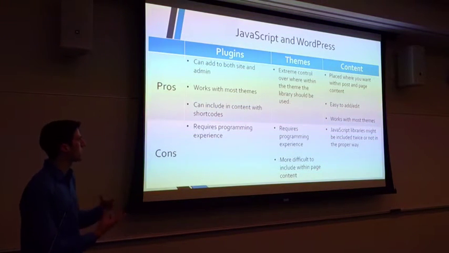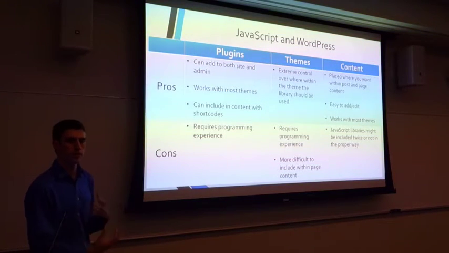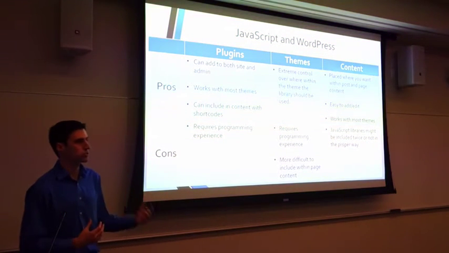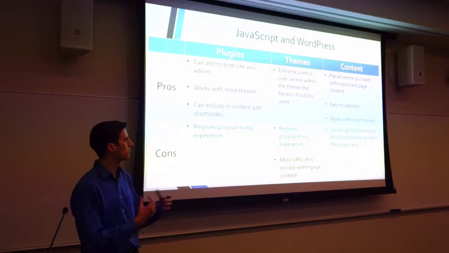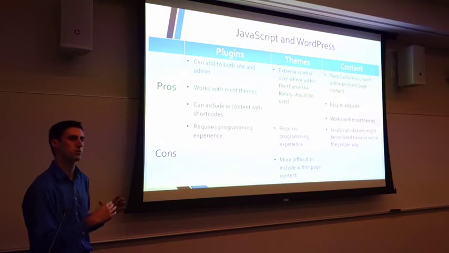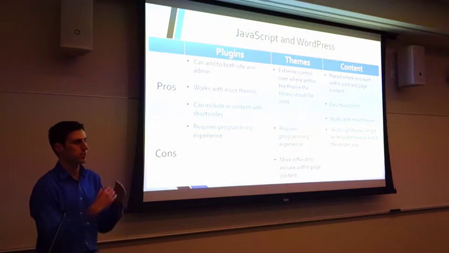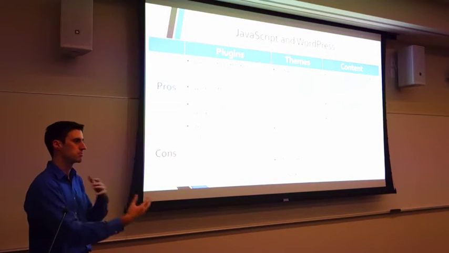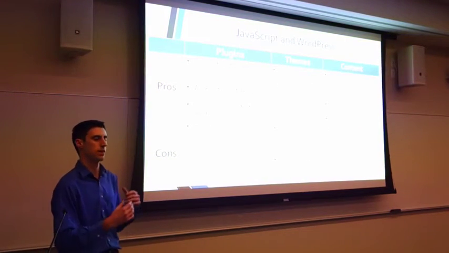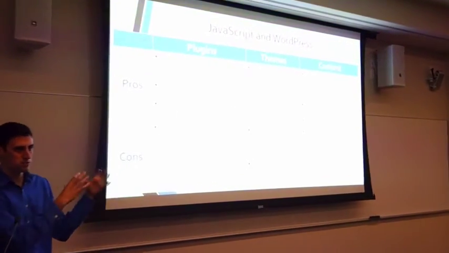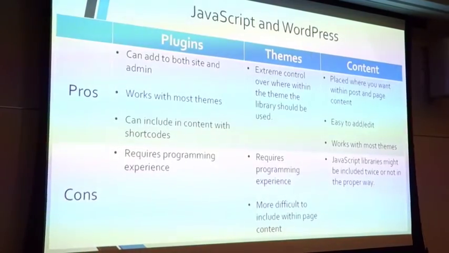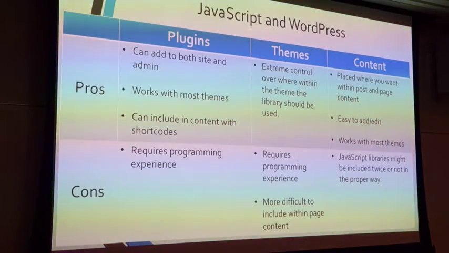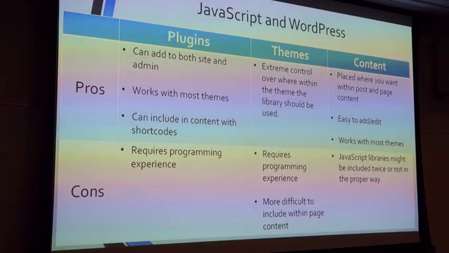You'd have to write your own plugins to add in the JavaScript code wherever you want on the website. With themes, you have extreme control over where within the theme you want to incorporate the code. So if you want to show a chart, or if you wanted to make your entire navigation interactive, you could add that in a specific menu spot or a specific part of the theme, within a theme template, and integrate it that way.